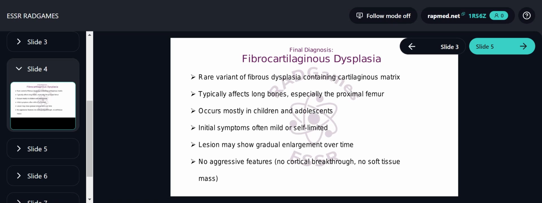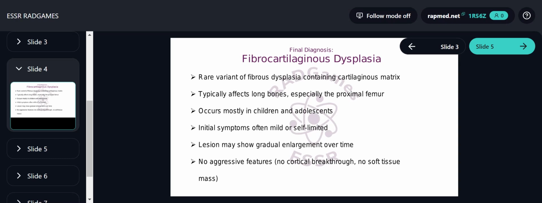However, over time the lesion can gradually enlarge, which may raise suspicion and prompt further evaluation. Despite the cartilaginous matrix, this entity lacks aggressive features such as cortical breakthrough, soft tissue mass, or periosteal reaction. Histopathological confirmation may be necessary due to its imaging overlap with other cartilaginous or fibrous lesions.